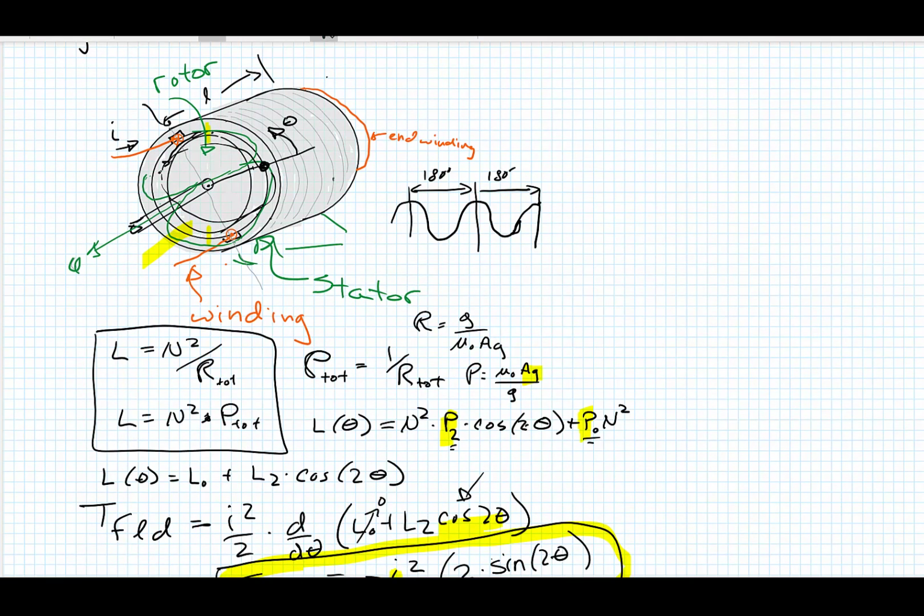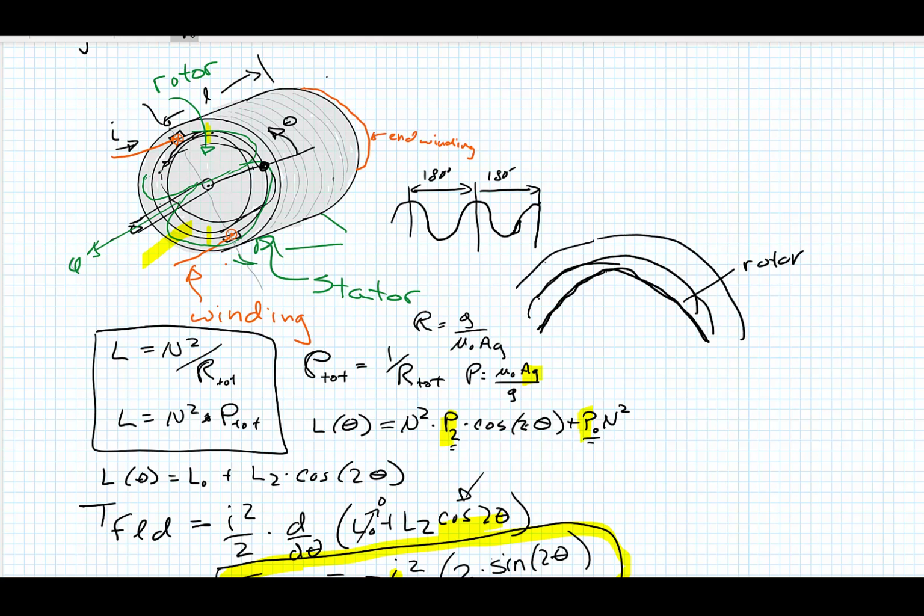Because the area of the gap is this. Here's the gap that you're talking about. Notice that I had the flux crossing the gap. Let me just take half of the gap. I've taken a snapshot of just a portion of this thing. So there's your rotor, and there's your stator back iron. The flux is crossing the gap here. It's crossing this gap.